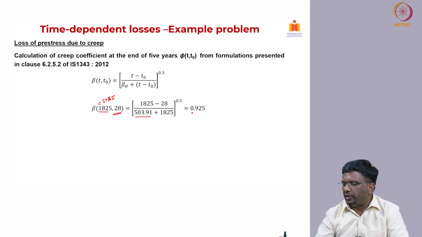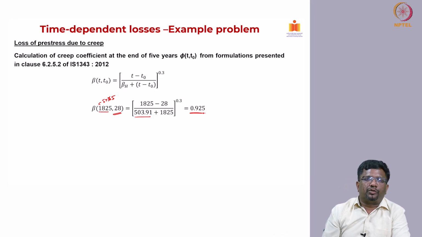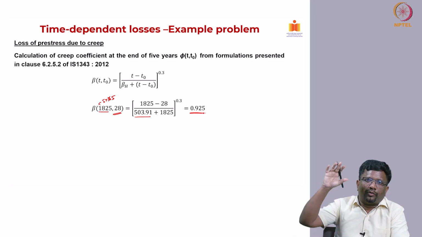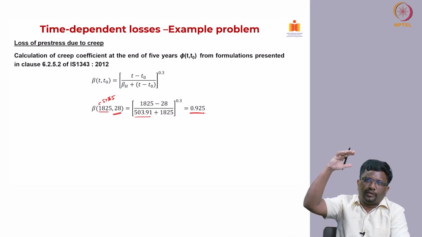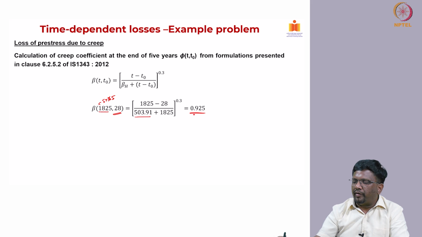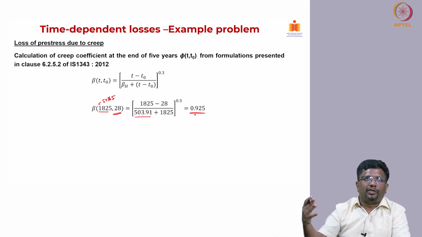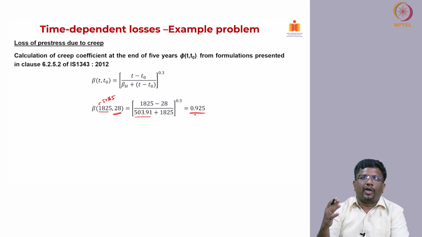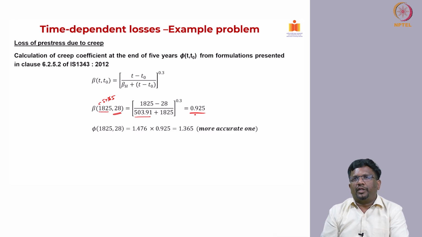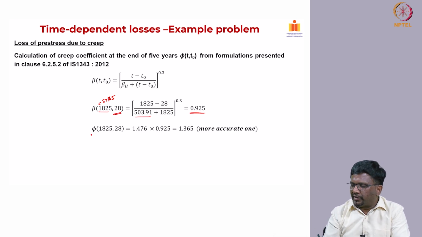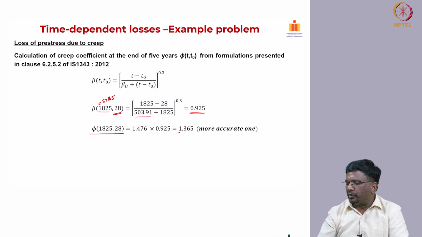So, when you plug in all these equations, there is a reduction factor of 0.925. That means I'm taking a phi naught value that will happen at 70 years. But you can see that even at the end of 5 years, it has almost reached 92.5% of the value that will happen at 70 years. That means the long term losses are happening more quickly at the initial stages than at the later stages, right. So, in this way, if you get this exact phi value, it works out to be 1.365.